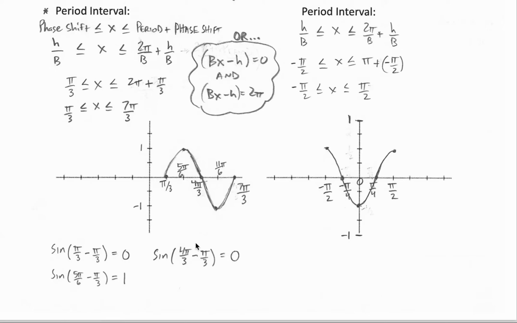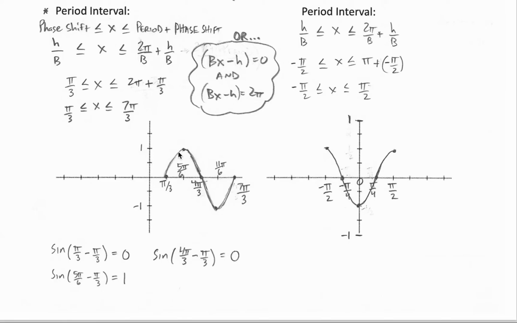One more time, plug it in the next coordinate, 4 pi over 3. Subtract pi over 3 from that. We get 3/3, which is 1. So 1 pi here. Sine of pi is 0. So once again, we get back to 0 here.